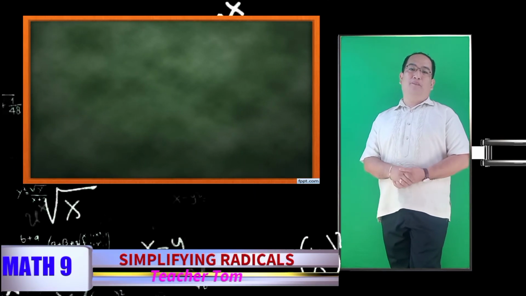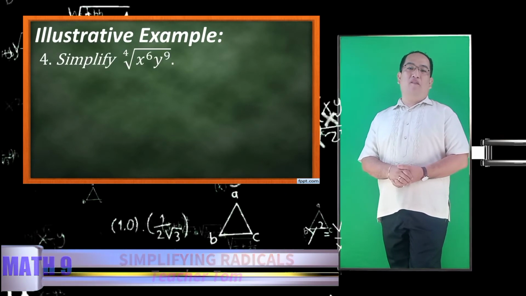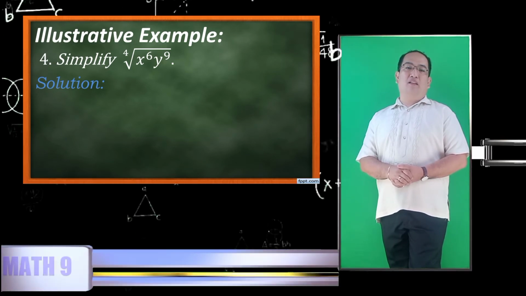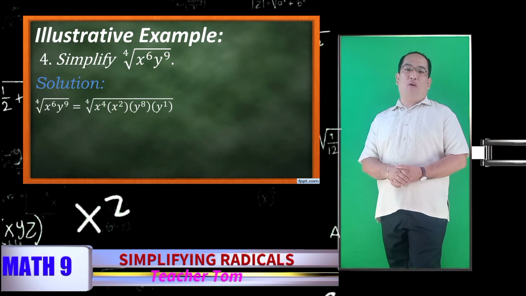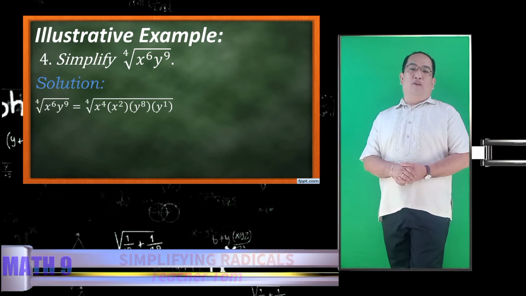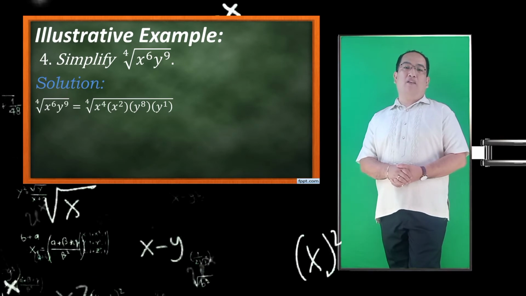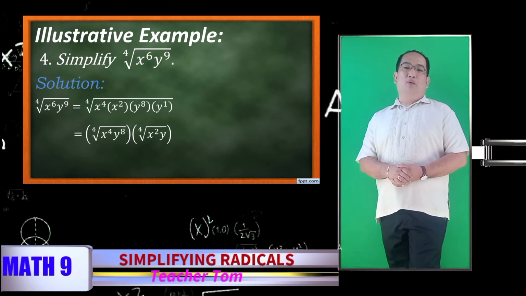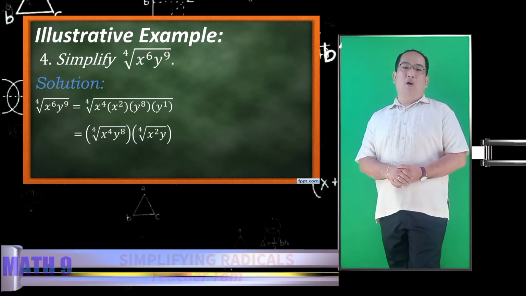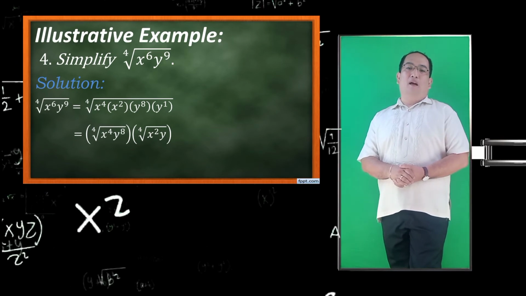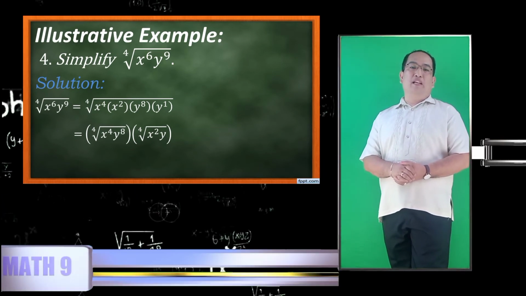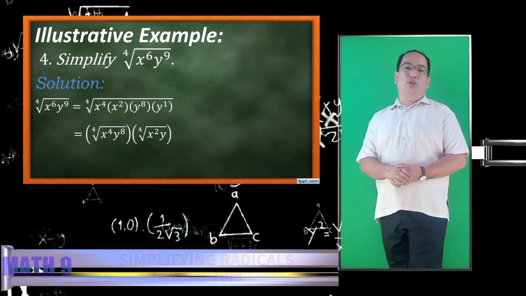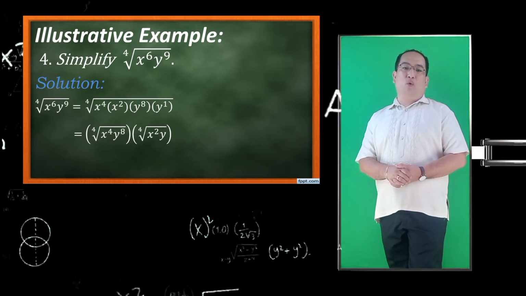How about number 4? Simplify the 4th root of x to the 6th power and y to the 9th power. So we have to factor out x to the 6th power and y to the 9th power. So based on our solution, 4th root of x to the 6th power times y to the 9th power can be expressed as 4th root of x to the 4th power multiplied by x squared, y to the 8th power multiplied by y. So the new expression will be 4th root of x to the 4th power y to the 8th power multiplied by 4th root of x squared y.